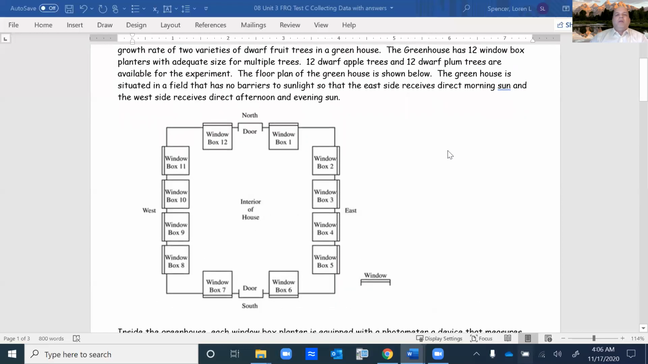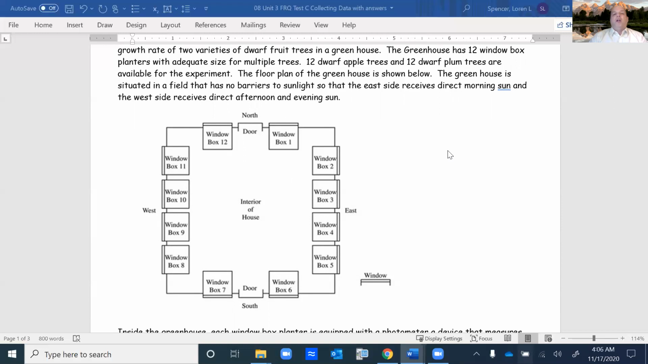Whenever you have a completely randomized design, that means every possible combination can occur, and you need a single hat. In this case, I have 12 dwarf apple trees and 12 dwarf plum trees. So I would just number those trees from 1 to 24 because I have two sets. I put 24 slips of paper, numbered 1 to 24, in a hat, and I'd mix.